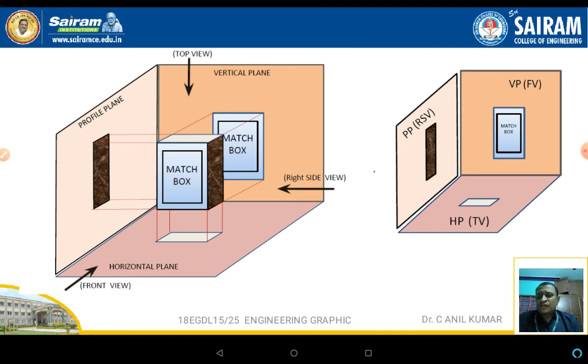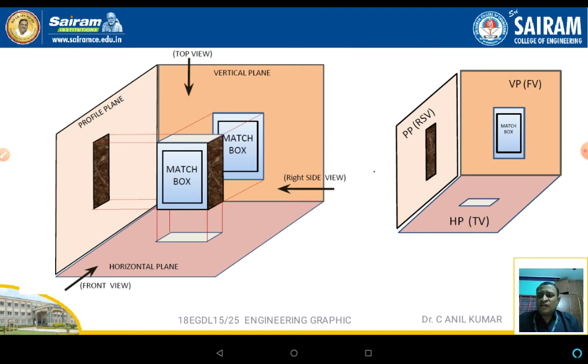Now here, the object is nothing but the matchbox which is placed inside the 3 planes. The first one, the opposite to the object, which is nothing but a matchbox, is a vertical plane. Below the matchbox is the horizontal plane. To the left side of the matchbox is the profile plane.